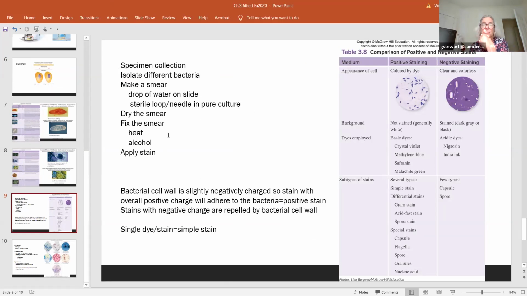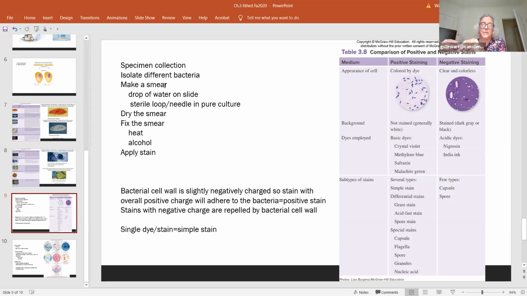It's very simple. You just put a drop of water on a slide, and then with a sterile loop or a needle, you would sterilize them in a burning flame from a Bunsen burner. You would transfer a tiny portion of the bacteria into the water, mix it around, and then we call that a smear. Okay, that's why it's called make a smear. It's not super technical. It's take some bacteria and smear them around in some water until it's slightly cloudy, and then we say, okay, that's a smear.